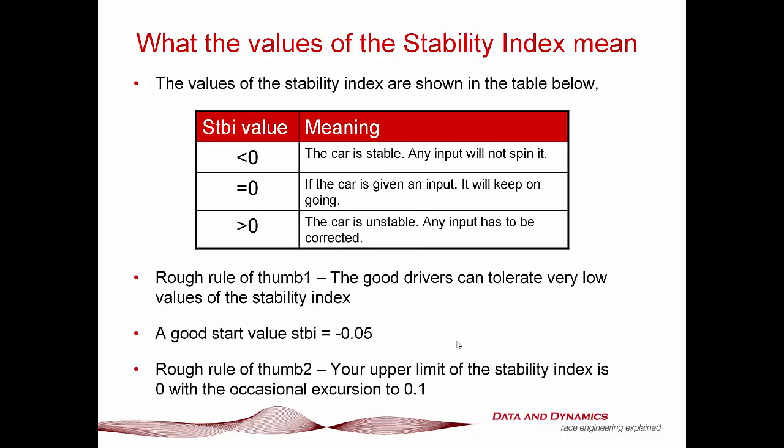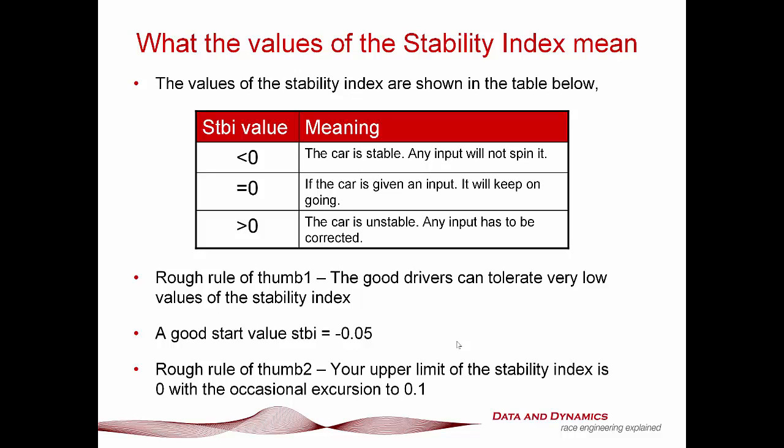Okay, so that sounds all well and good, but what does it actually mean? Well, bottom line, if your stability index value is less than 0, the car is stable. So for any given input, whether you've hit a bump or get a bit of crosswind, the car will stabilize. It's not going to spin out of control. If it's 0, if you get a disturbance, the car will just keep on going in the direction of that disturbance. And if it's greater than 0, the car is unstable. So any disturbance that you get, the car will just spin out of control.